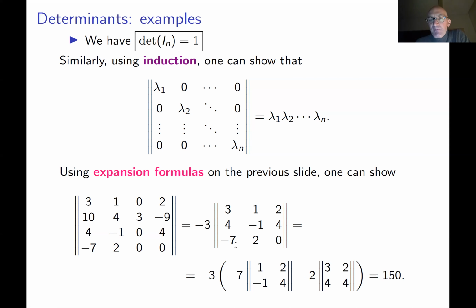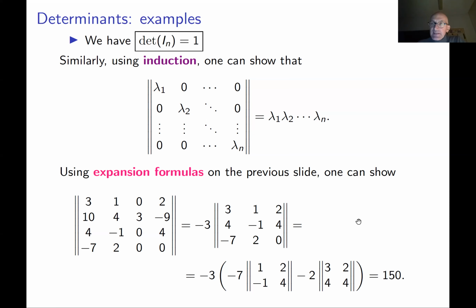Now you can apply again the same expansion formula, for example, for the last row, and you get this. Then you compute the 2x2 determinants. The formula for them is not very complicated. It is just AD minus BC: 1 times 4 minus 1 times 2, and the same here, 3 times 4 minus 4 times 2. You simplify, you get 150. This is absolutely classical. Okay, good.